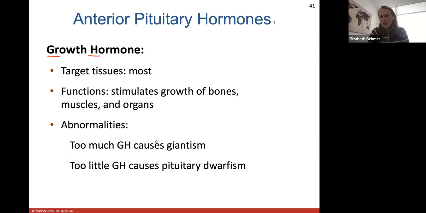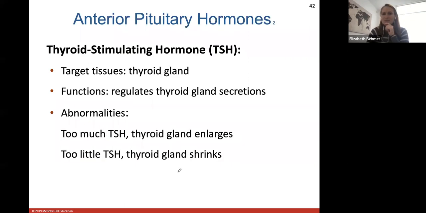Some abnormalities with growth hormone: if you have too much growth hormone, that will cause a condition called gigantism. If that happens during puberty, you'll have very tall kids who will grow up and could be 7 or 8 feet tall. If you have too much growth hormone in adulthood, it could cause an abnormal width of your neck or abnormal growth in your joints. Too little growth hormone causes a type of dwarfism called pituitary dwarfism. There are different types of dwarfism, and if there's too little growth hormone released, that would be a pituitary type of dwarfism.